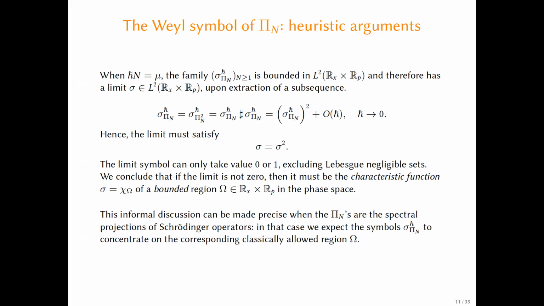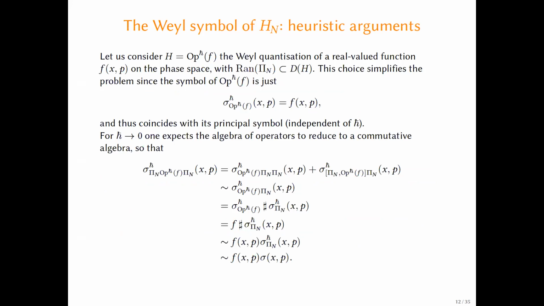So here, I just want to give some heuristic explanation. Let us now look at the Weyl symbol of H. We consider for now only Hamiltonians that have the Weyl quantization of a certain function f. This is just because in this case the Weyl symbol and the principal symbol coincide, so the situation is more under control. And so if we look at this object, this is just H_n, because it's P_n, this is H, and this is P_n.